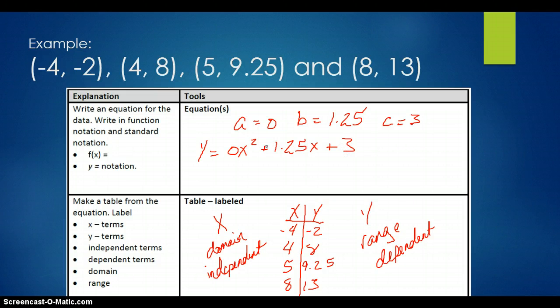I like when I have zeros multiplied to variables, because then I know that it's going to equal 0 and that it doesn't change the value of my equation in any way, and I can just get rid of it. So I'm going to rewrite it now. And so now look what we've done. We have written an equation, and we put it both in f of x notation, which is function notation, and y equals notation. So what I know from here is that my slope is 1.25 and that my y-intercept is 3 because it's in slope-intercept form.